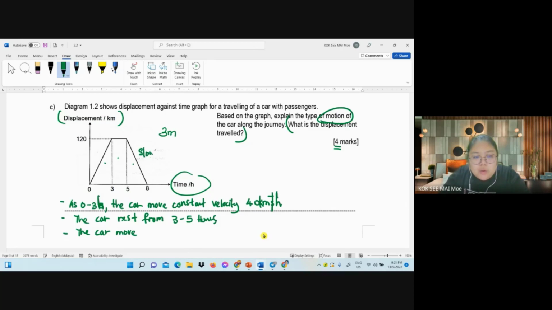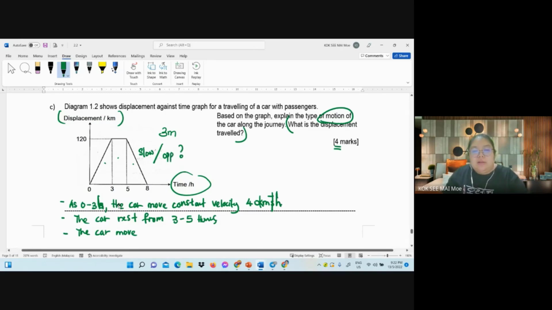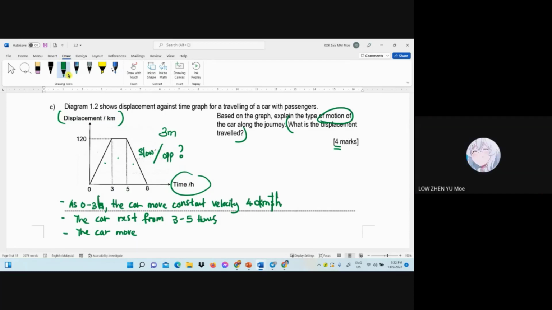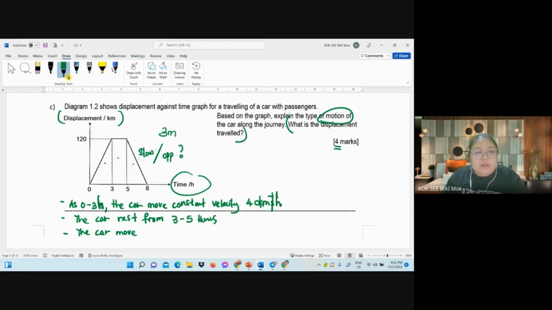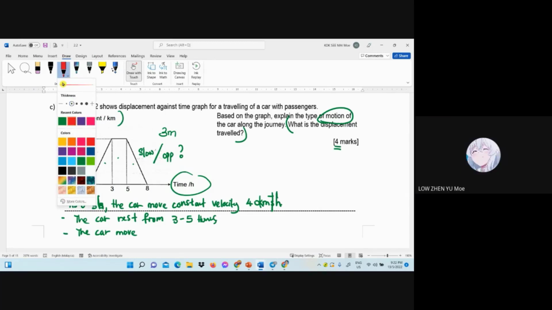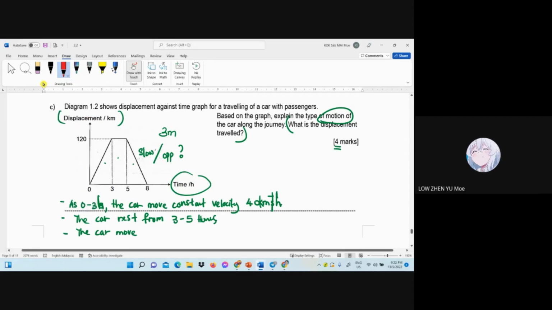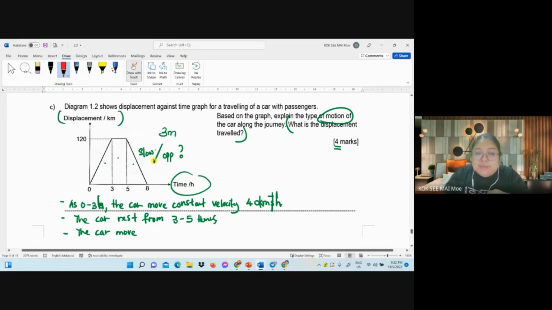Slow or opposite? Okay, anyone can tell me? So in part 5 to 8, what's the meaning? Slow or opposite? Okay, Chen Yu? Opposite direction. Yes, opposite. Because this one is a displacement time graph, when the slope goes down, sure it's opposite already.